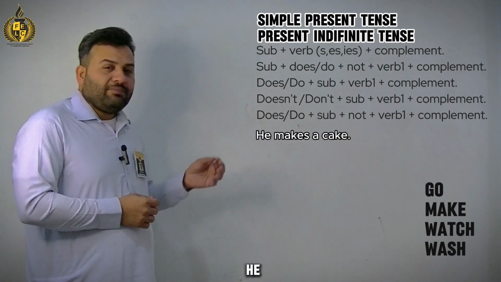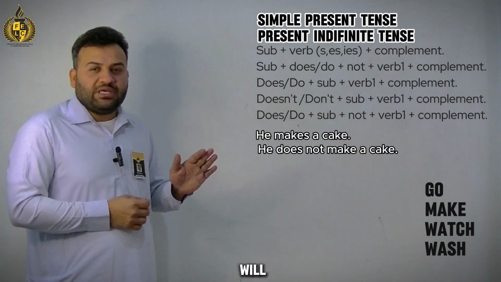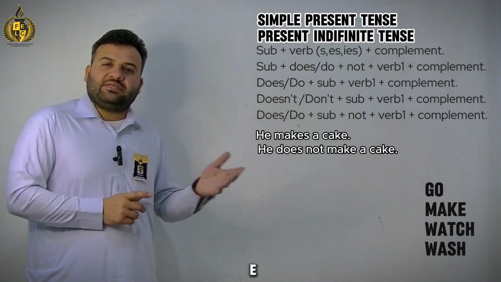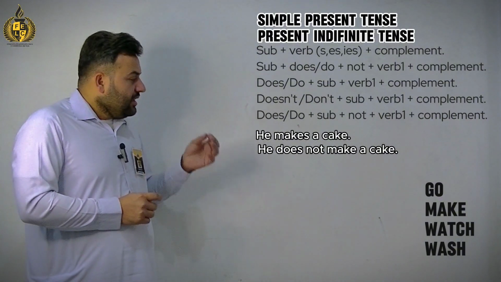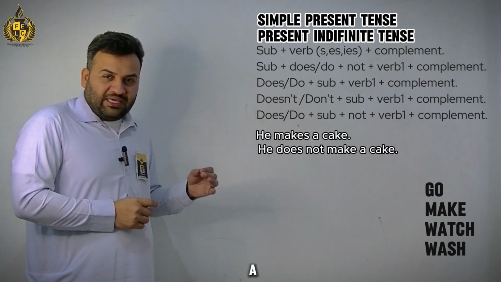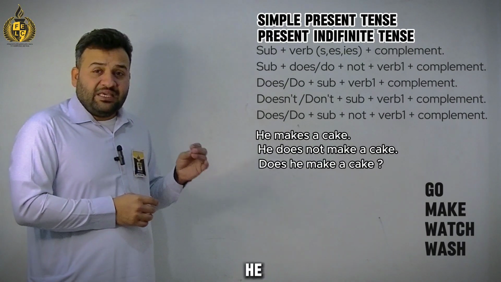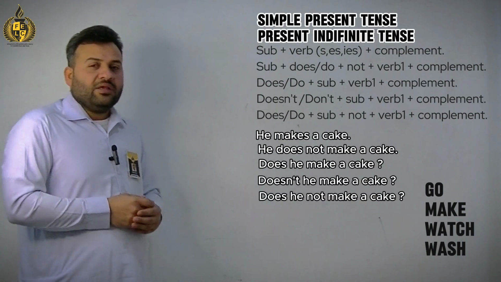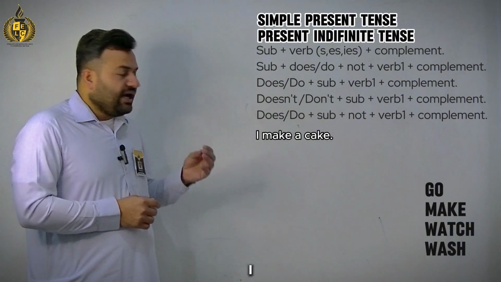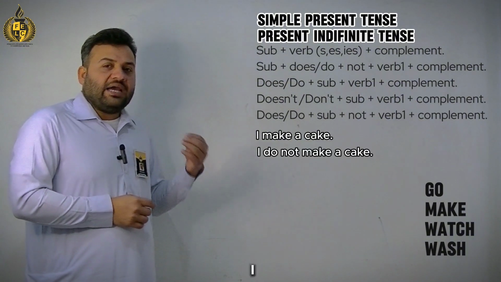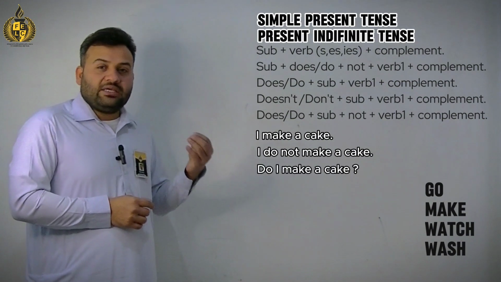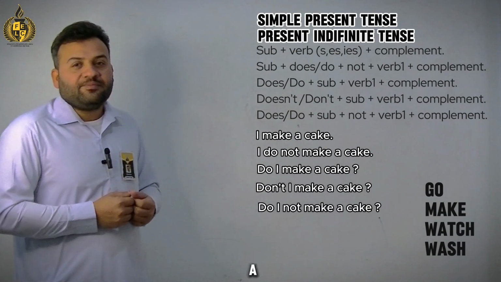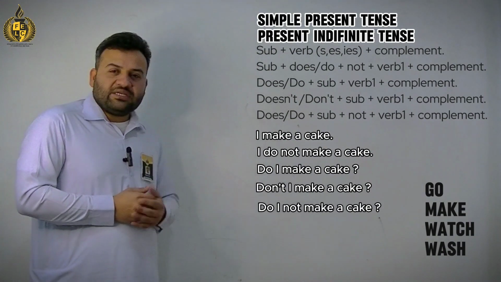Okay, so he makes a cake. The negative will be he does not make a cake. Then no S and ES required. He makes a cake, he does not make a cake. And the question will be, does he make a cake? Doesn't he make a cake? And does he not make a cake? So let's go with the plural subject. I make a cake. I do not make a cake. Do I make a cake? Don't I make a cake? And do I not make a cake? Right? So these are examples.